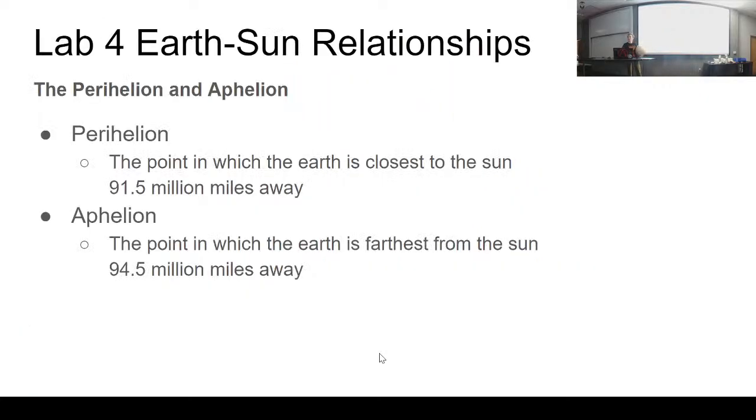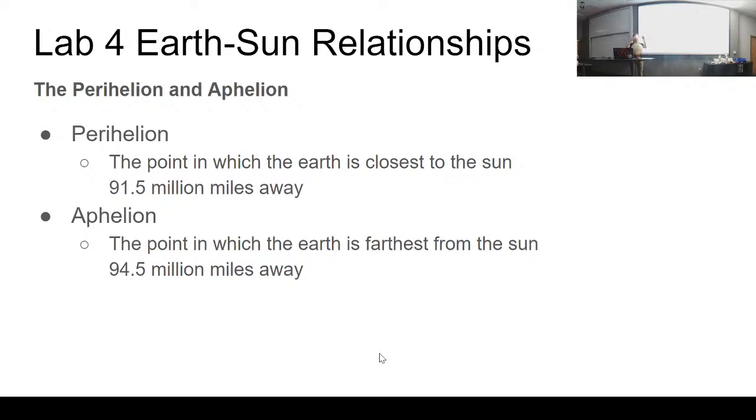Let's talk about Earth and Sun relations, and if they get along or not. Let's talk first about the aphelion and perihelion. When the Earth is closest to the Sun, that is the perihelion. It's pretty close. And there's the aphelion, because it's far away. That's how I tell my students sometimes.